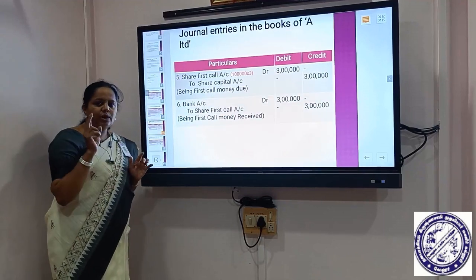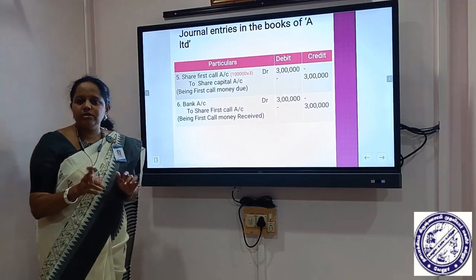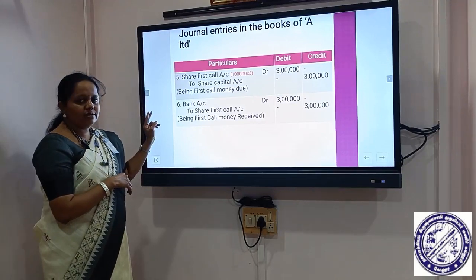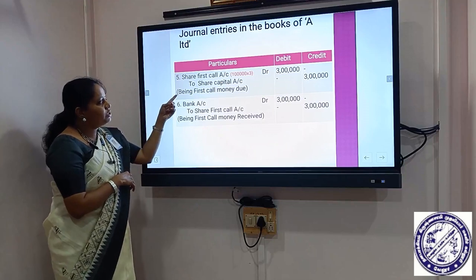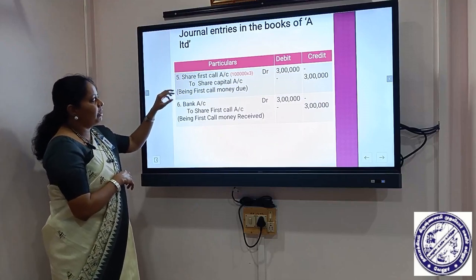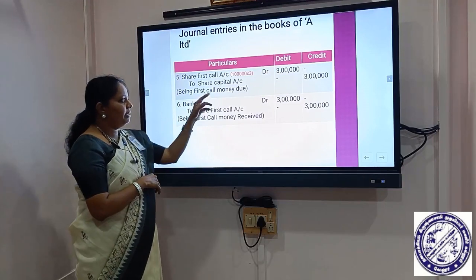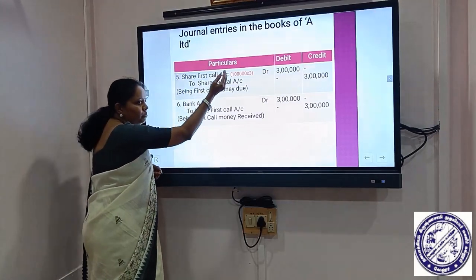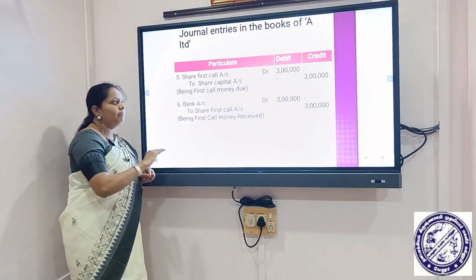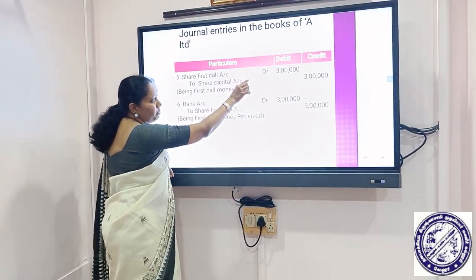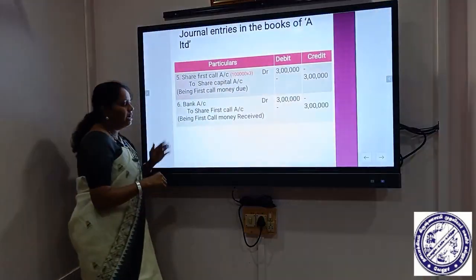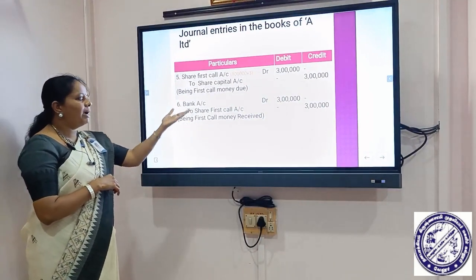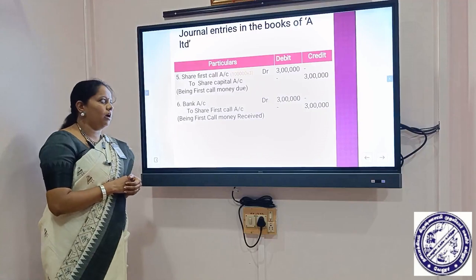As I told you before, for application 2 entries, for allotment 2 entries, and for first call 2. So now we are going to pass journal entries for first call. This is the due entry for first call money: share first call account debit to share capital account. As usual, the company requires 1 lakh shares and they received 1 lakh shares from the public. The share first call money is rupees 3, so we are getting 3 lakhs and the same money has been received. So the last entry in first call is bank account debit to share first call account.